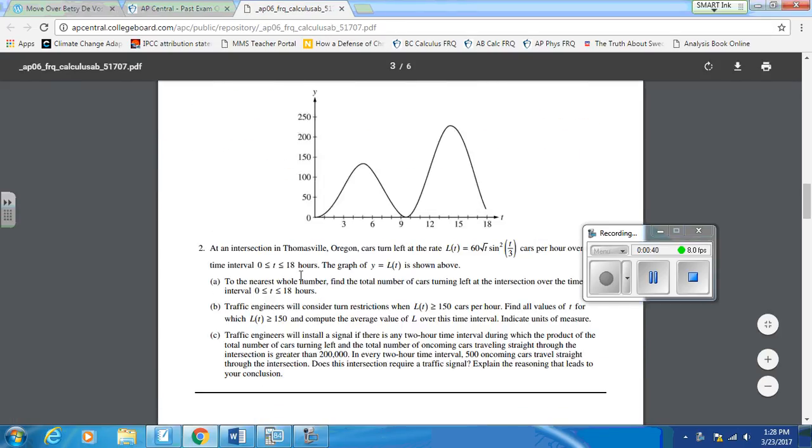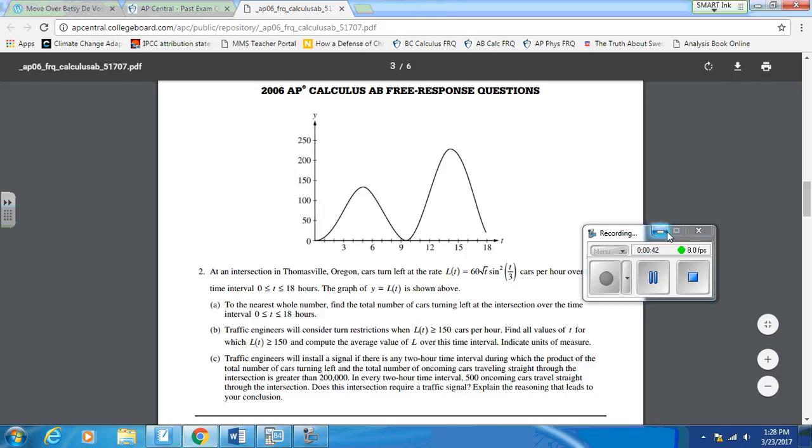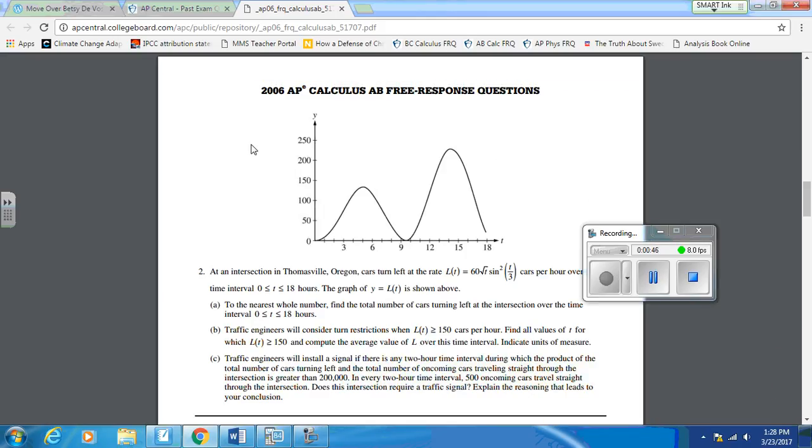Number 2. Yes, this was a challenging problem, and I think the scores on this problem are probably pretty low. So we have cars turning left at the rate L of t, and the graph is shown above. Now this isn't really a rate in, rate out. This is just a rate turning left, so that's okay. To the nearest whole number, total number of cars turning left at the intersection over the time interval.